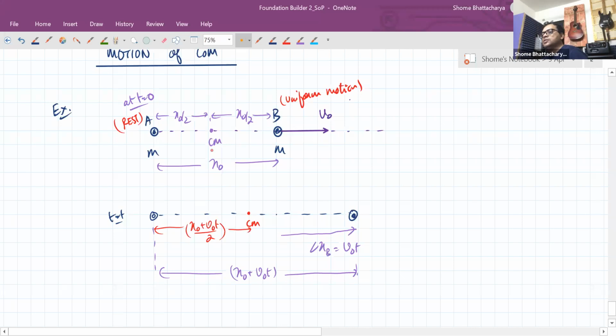So therefore, if we compare the original position of the center of mass with the new position of the center of mass, you can see the center of mass has moved by how much? It has moved by V0 t by 2. So it has in fact moved by half the displacement that B has moved.